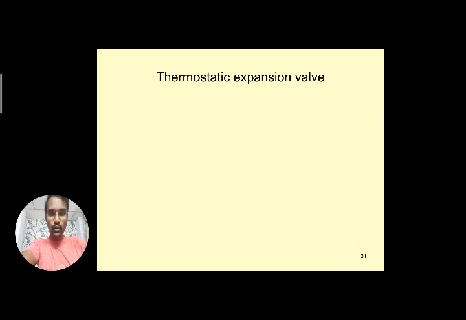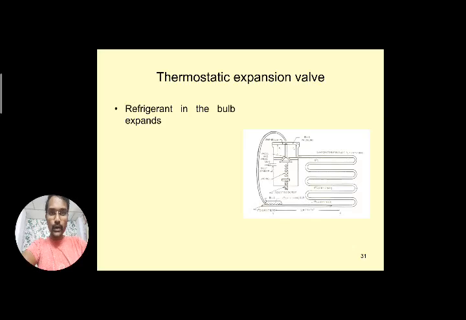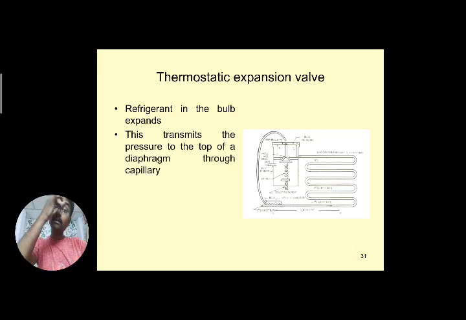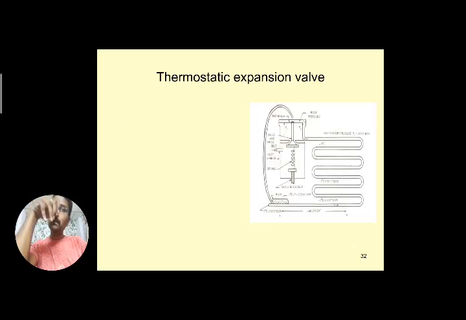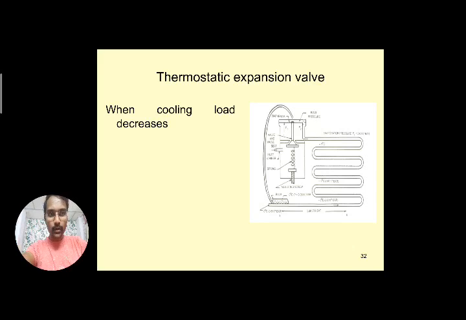Now the diaphragm is pushed downwards. The refrigerant in the bulb expands, and this transmits the pressure to the top of the diaphragm through the capillary. The diaphragm is pushed downward, the valve opens more, and more refrigerant is admitted. When the diaphragm comes downwards, the refrigerant passes through this pipeline to the evaporator. From the top of the pipeline, it enters the evaporator.